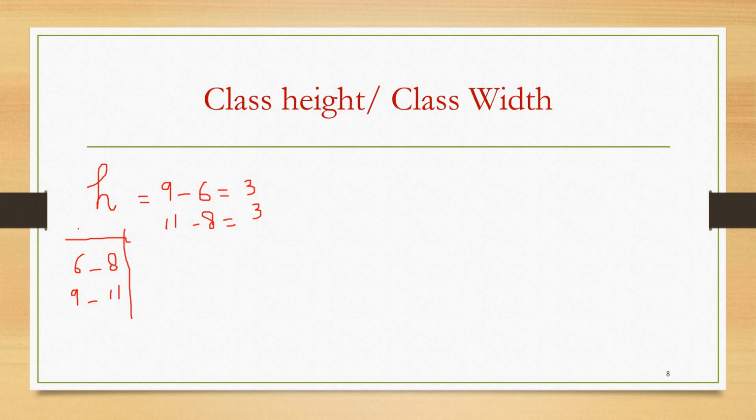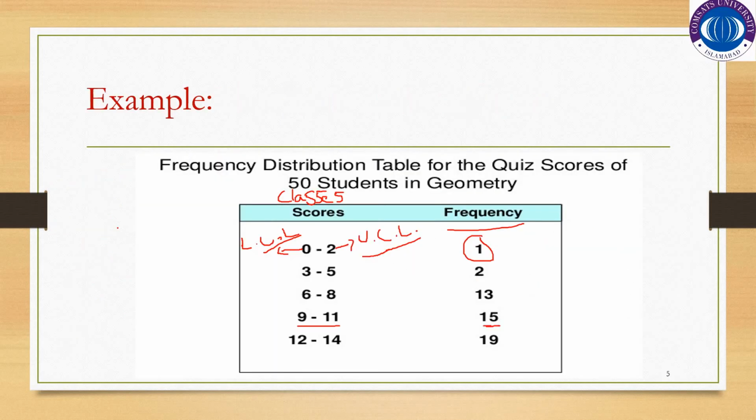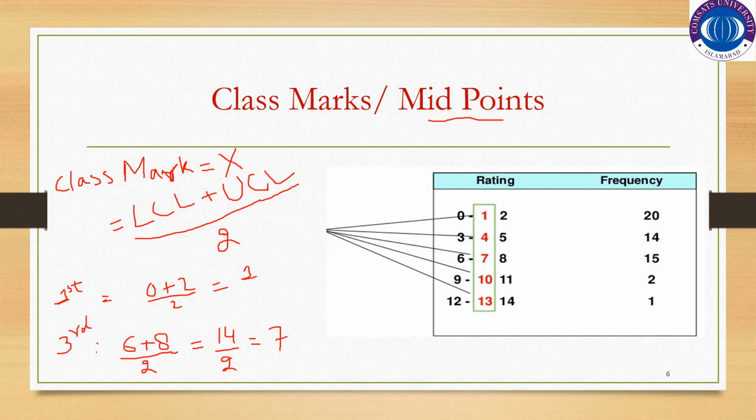This is the case when we are given classes. We will take consecutive classes. You can see, if we take any other two classes, let's suppose the last two classes, 12 minus 9 is 3, 14 minus 11 is 3. What is this? This is the class height or class width.